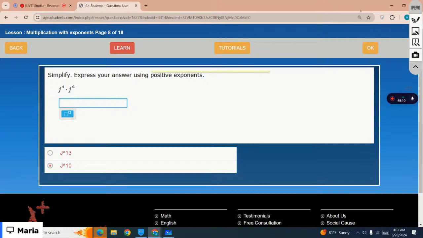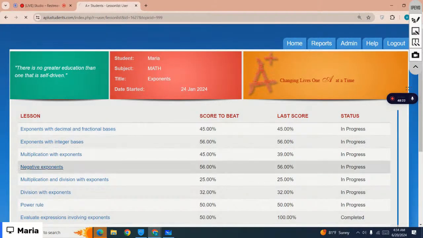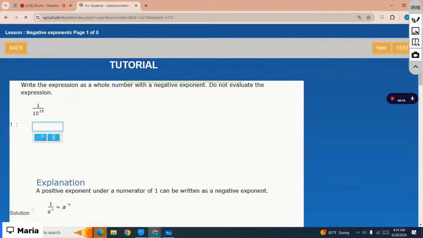Okay, you can complete the lesson by yourself later today. Let me just move on to the next lesson. And the next lesson is negative exponents. Write the expression as a whole number with a negative exponent. So you have 1 divided by 10 exponent 15, right?